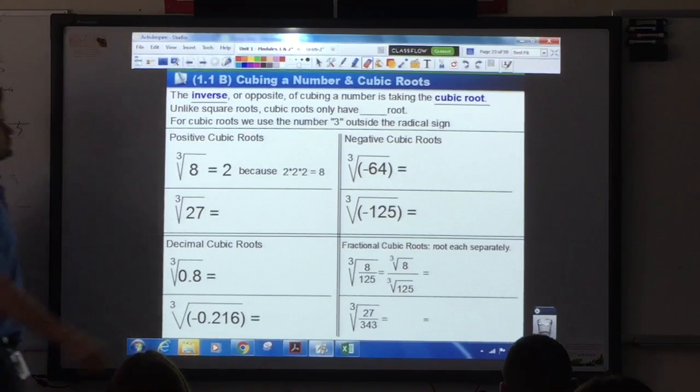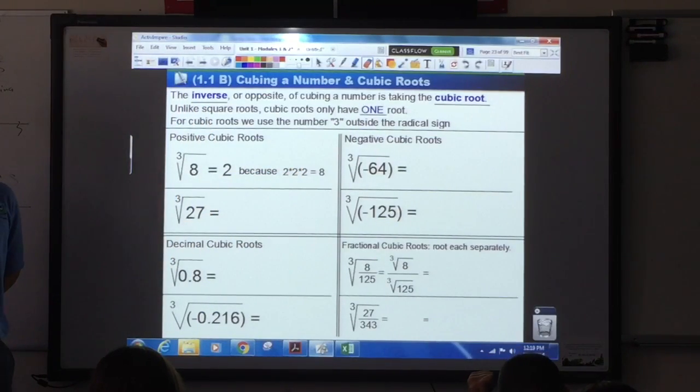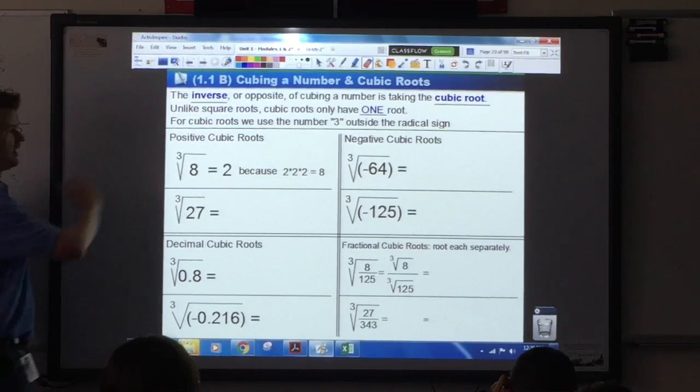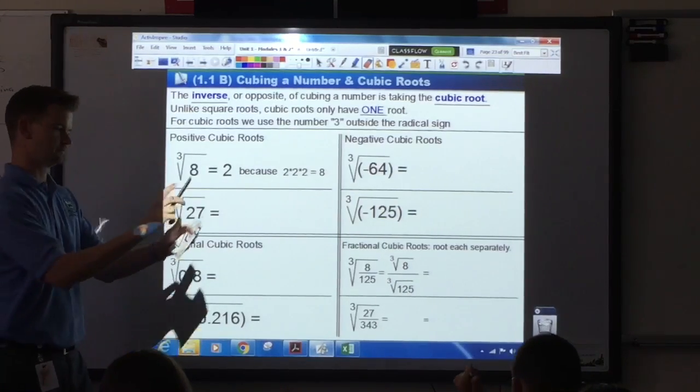Okay, so unlike square roots, cubic roots only have one root. Not 2 roots, not a positive and negative, just one root. Either a positive root or a negative root. So we have positive roots, we have negative cubic roots. On your calculator, here's what you do.